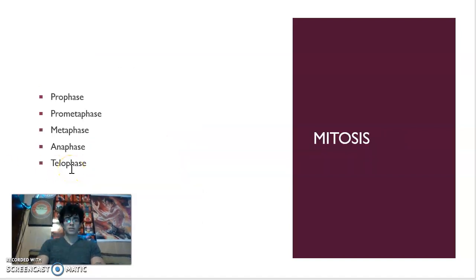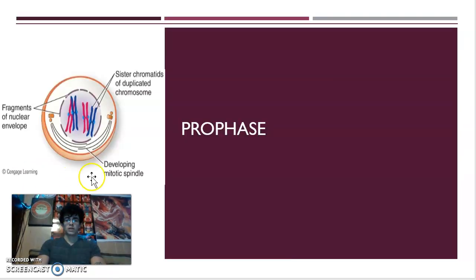Okay, so going into the mitosis phase, we're going to see that there are five subgroups. The first phase is going to be prophase, leading into prometaphase, then metaphase, then anaphase, and lastly finishing up is going to be telophase.